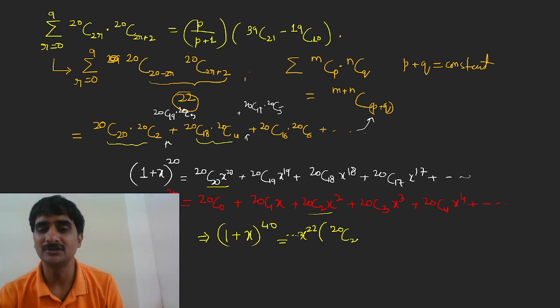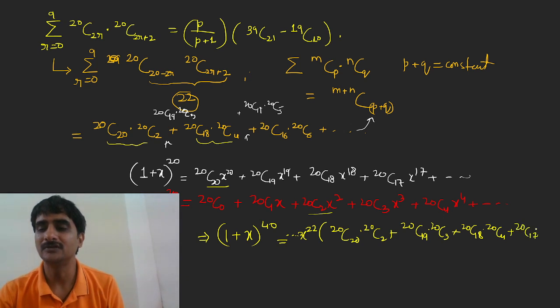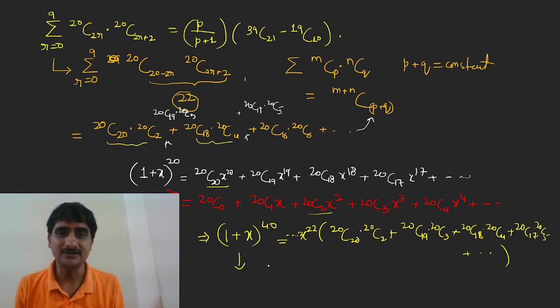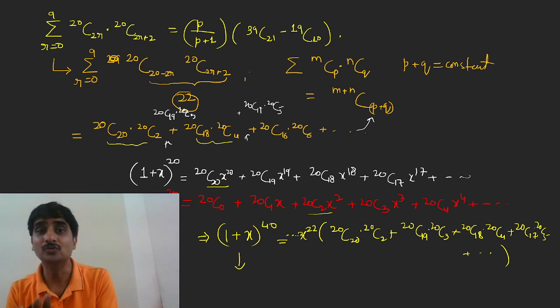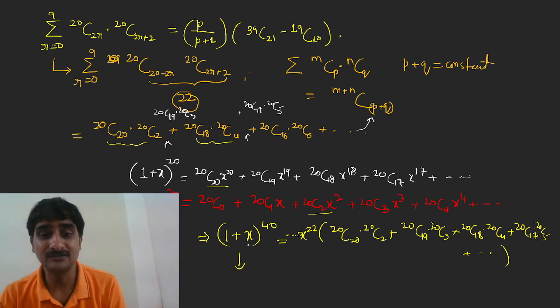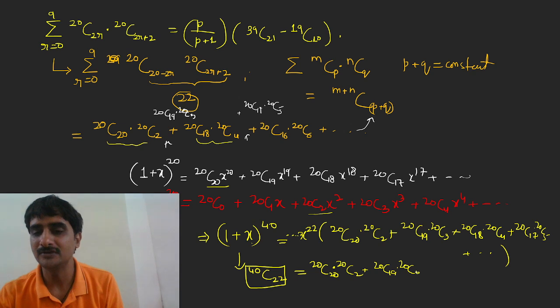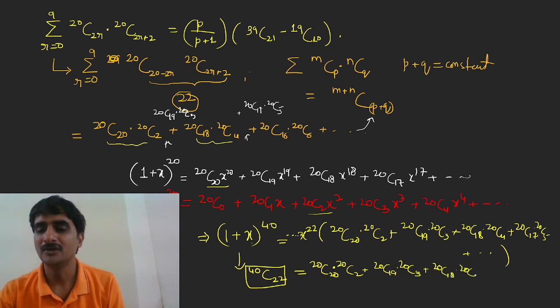So you get it as 20C20 into 20C2. Next one will be 20C19 into 20C3. Then it would be 20C18 into 20C4, 20C17 into 20C5, and so on. Okay, so of course it's an identity. So the coefficient of x raised to the power 22 gives you a series in RHS. In LHS, the coefficient of x raised to the power 22 is 40C22. So this is equal to the sum 20C20 into 20C2 plus 20C19 into 20C3, 20C18 into 20C4, and so on.